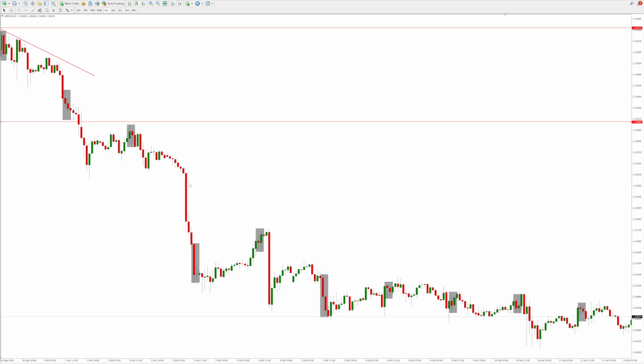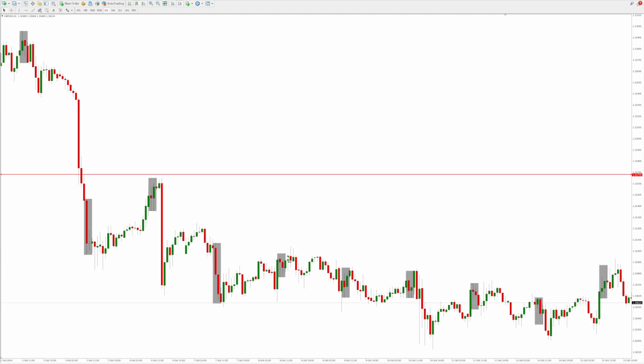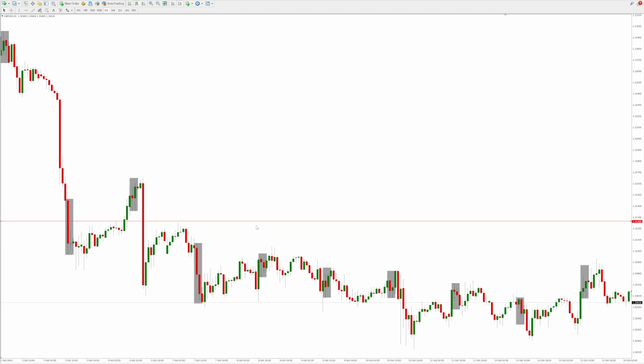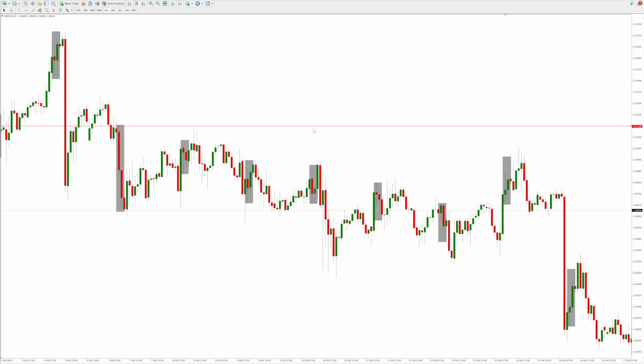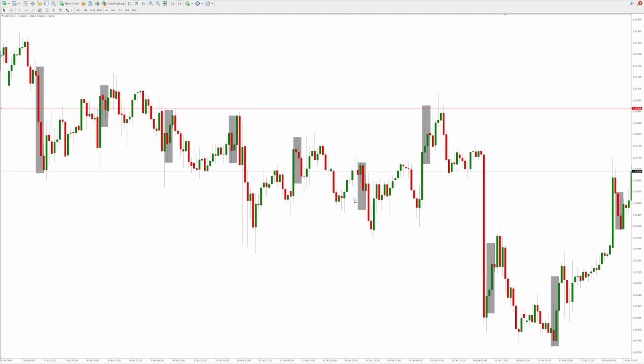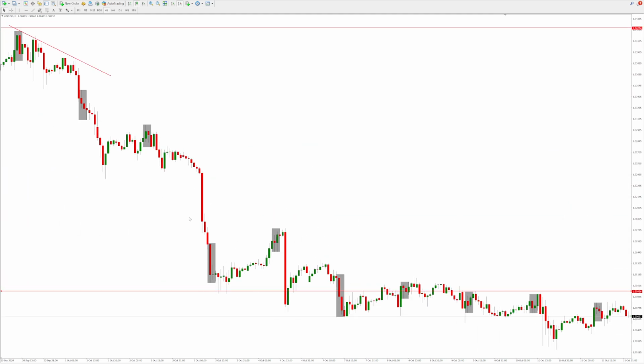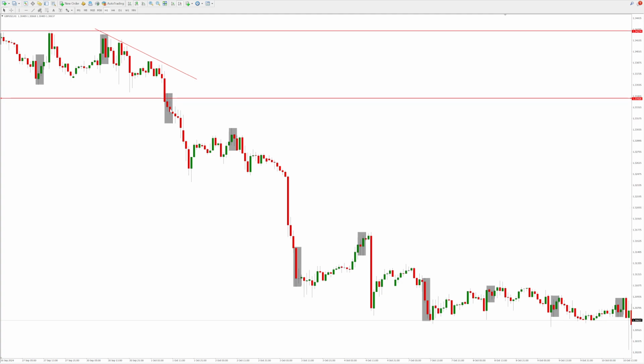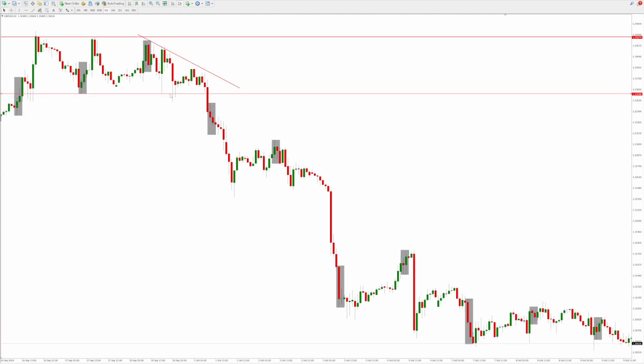So we have a pullback here. Price continues. Can move our stop loss there. After this big fall here and then a pullback and a continuation down, we could move our stop loss there, here, here, here, and milk the trade as much as possible on the way down by using a trailing stop. You can obviously close part of the position on the way down if you want to bank some profits.